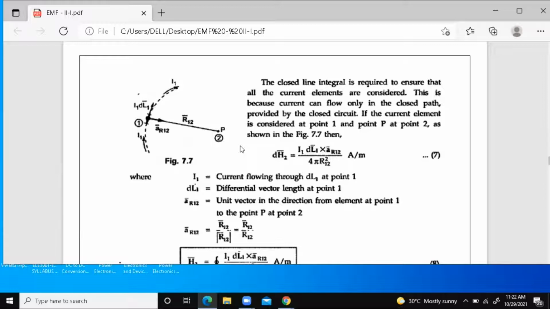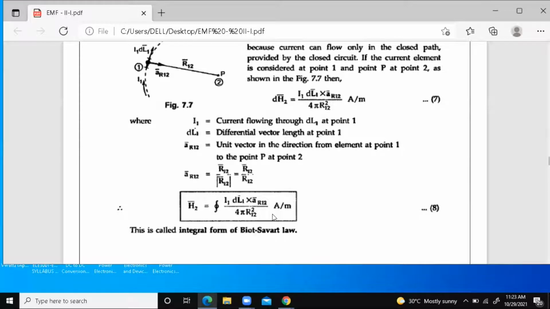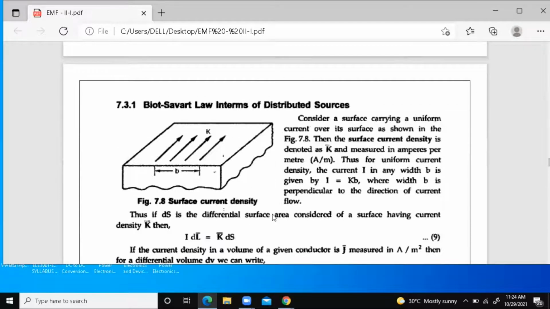If the current element is considered at point 1 and point P is at point 2, as shown in that figure, dH2 is I1 dl1 cross aR12 over 4 pi R12 squared, where I1 is the current flowing through dl1, dl1 is the differential vector at point 1, and aR12 is the unit vector in the direction from 1 to 2.